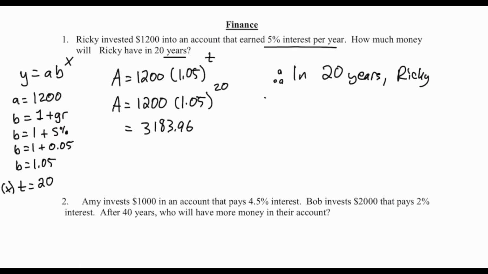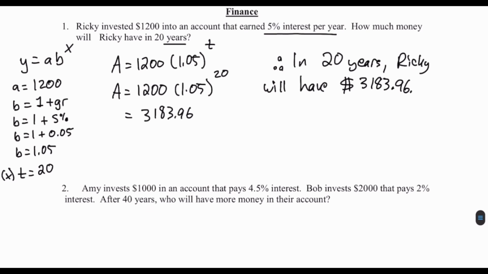So therefore, in 20 years, Ricky will have $3,183.96. Looking good. If you have any questions about that, pop into our Google Meet or email me and I can answer them for you.